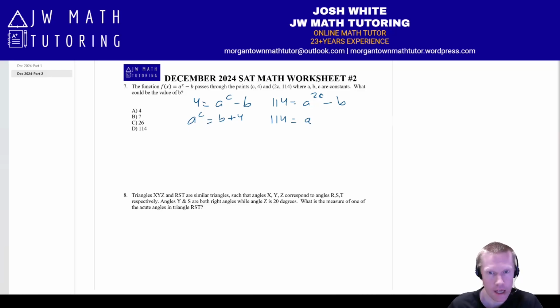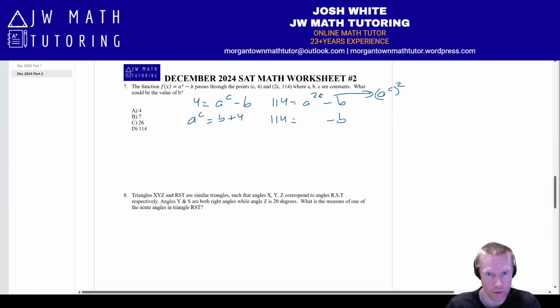So a to the 2c can technically be rewritten as a to the c quantity squared, because when you raise an expression to an exponent, you're just multiplying the exponents together. So I can split it up like this. And if I do that, then the a to the c can just be replaced with what it's equal to from the other equation, which is just b plus 4. So I've got b plus 4 squared and then minus b still equal to 114.